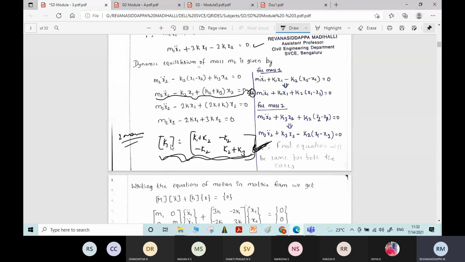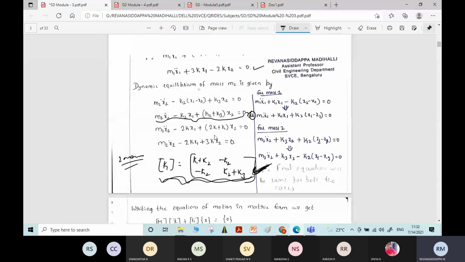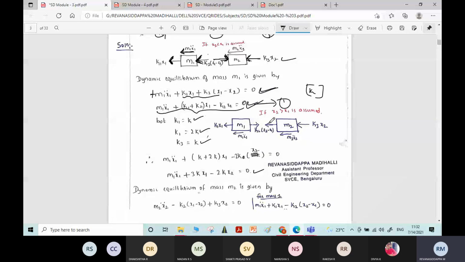For a problem with two masses, this is the standard equation: K1 plus K2, minus K2, minus K2, and K2 plus K3. Now K1 is equal to K, K2 is equal to 2K, K3 is equal to K. You substitute all these values, and you will get this final matrix.